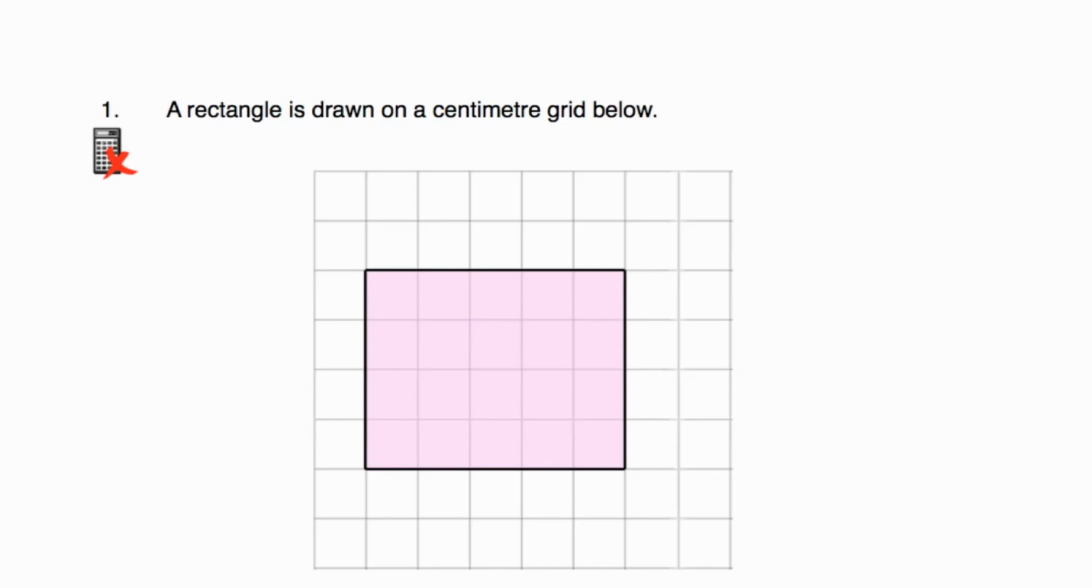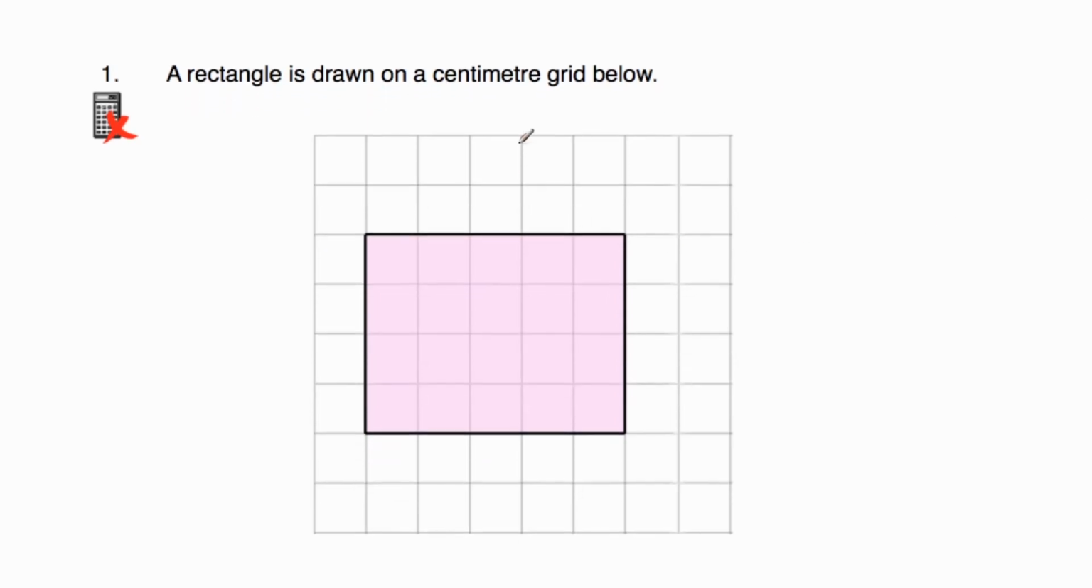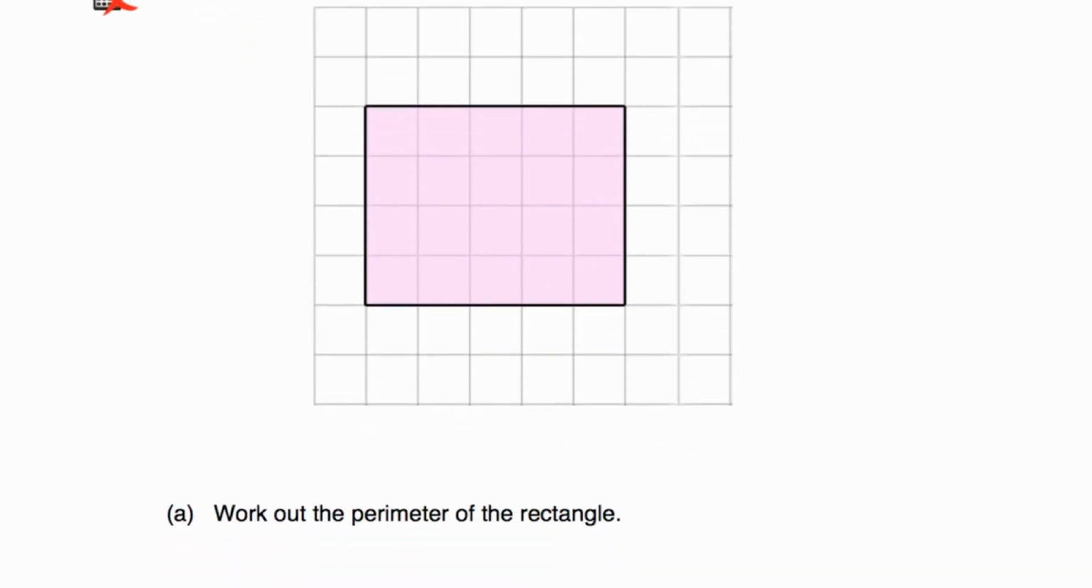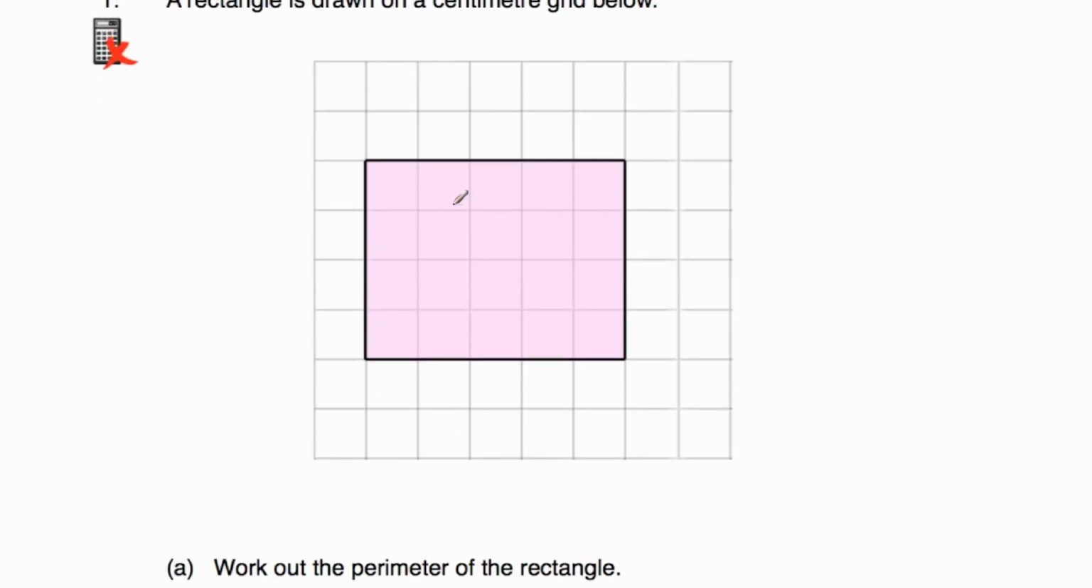So question number one says a rectangle is drawn on a centimetre grid below. So we've got this rectangle drawn on a centimetre grid. That means that each one of these little squares measures 1 centimetre by 1 centimetre. We've been asked to work out the perimeter of the rectangle. Remember, the perimeter is the distance around the outside. So we want to find the distance around the outside of this rectangle.